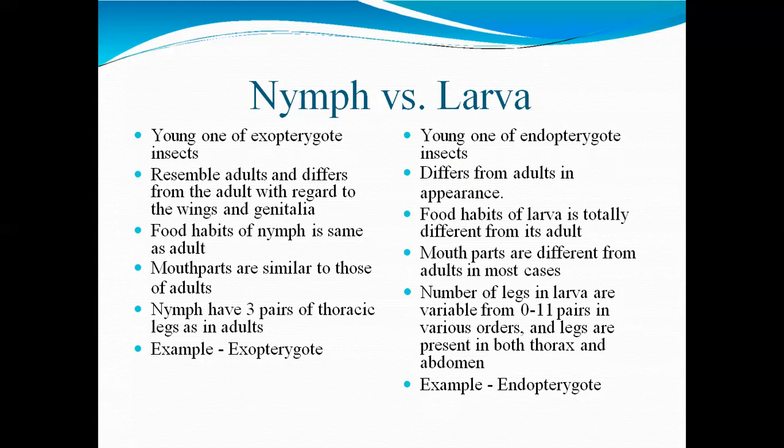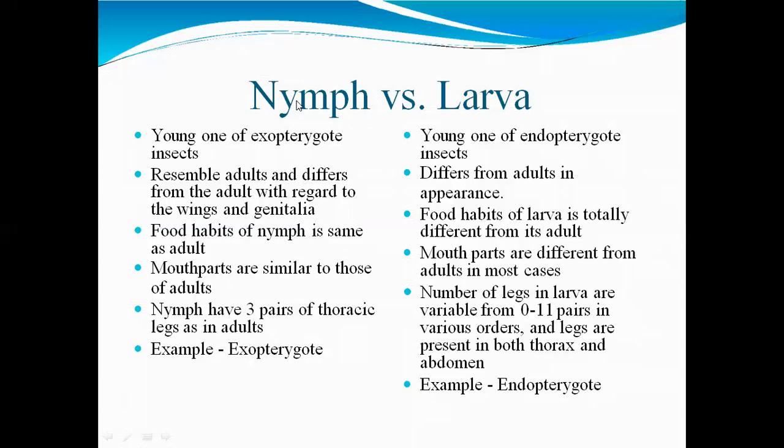In insect morphology and metamorphosis, the life cycle is of two types. First is the complete life cycle and second is the incomplete life cycle. In the complete life cycle, the stages of the insect are first egg, larva, then pupa and then adult. So in complete metamorphosis there is a larva, and in incomplete metamorphosis, a nymph.